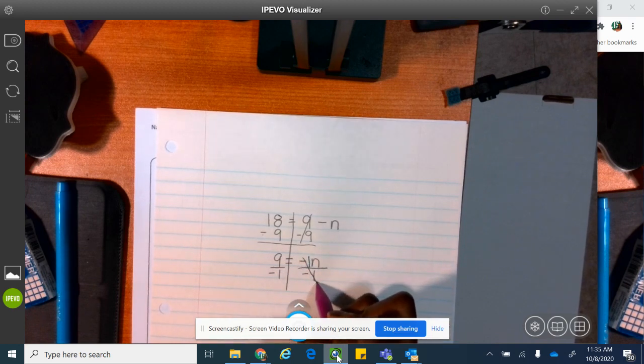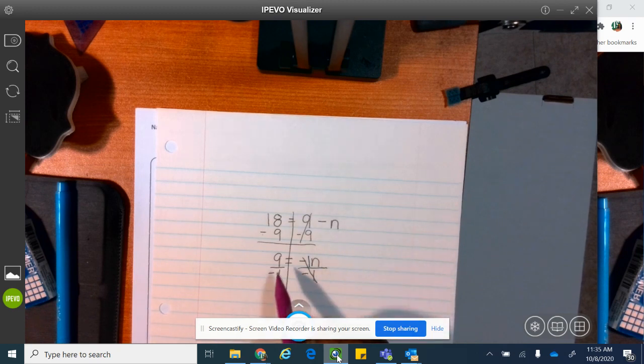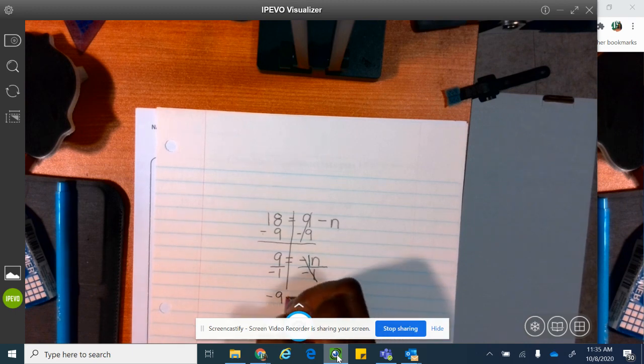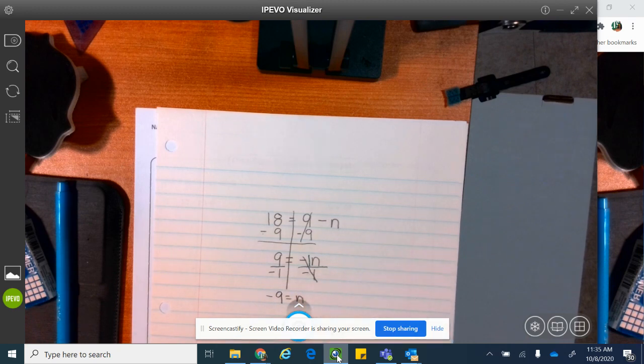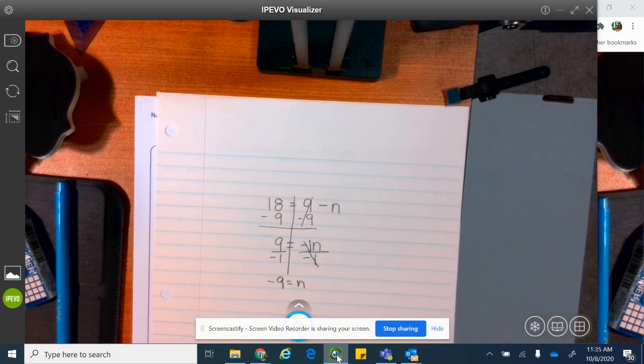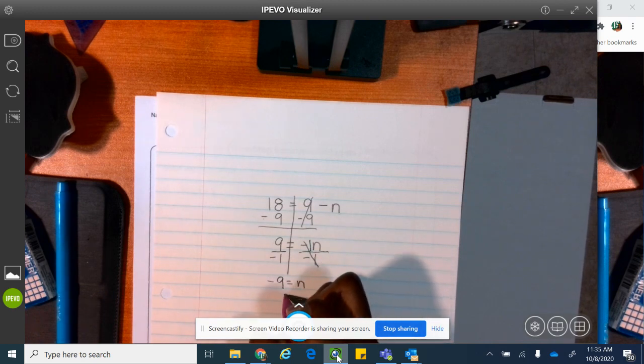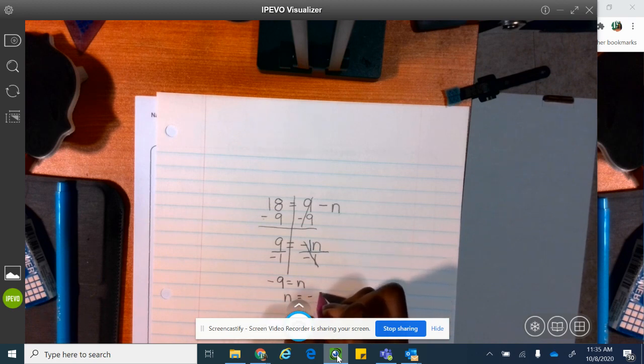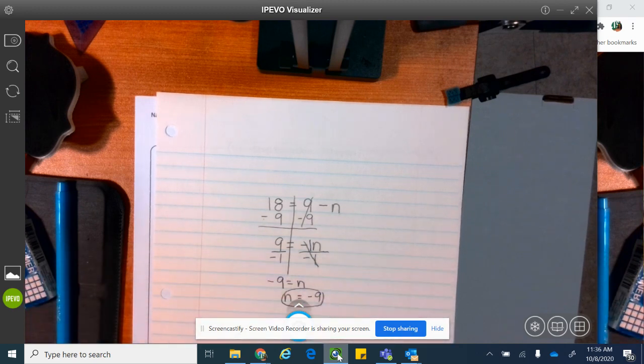This cancels out this negative 1 on this side. And 9 divided by negative 1 will give me negative 9, and that will equal n. Now, I am one of those people that likes my variable on the left side of the equal sign. So if I were writing this on my paper, I would change this and write n equals negative 9. And then I would circle it. I also use color, so I would highlight it, and I do have a highlighter here. So that's what I do.